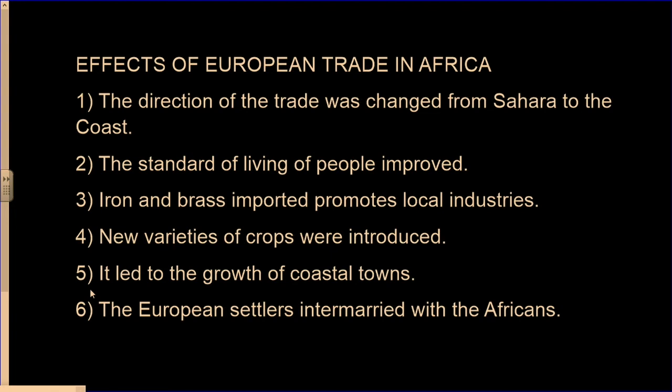Number five, it led to the growth of coastal towns. The towns along the coast were growing as a result of European activities. And number six, the European settlers intermarried with the Africans, especially the Portuguese, and their children were the half caste, and they are known in Portuguese as mulattoes.